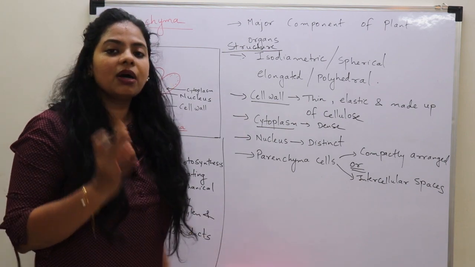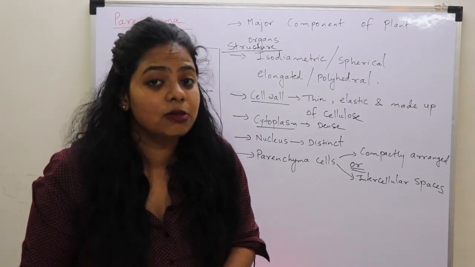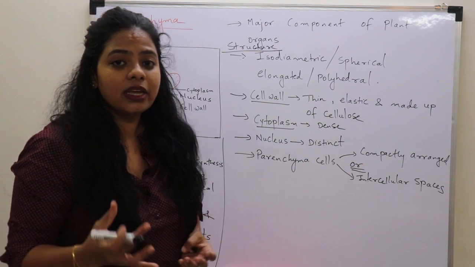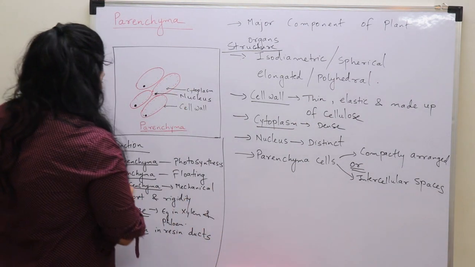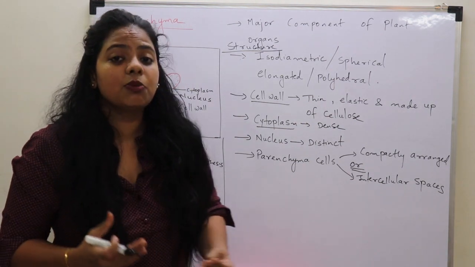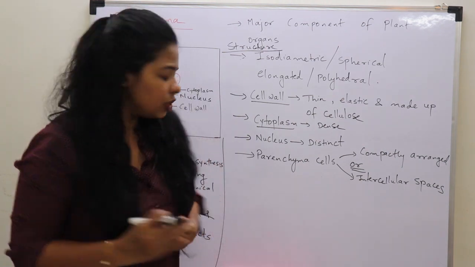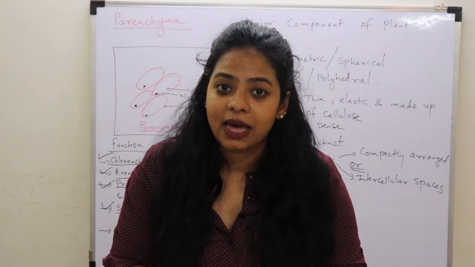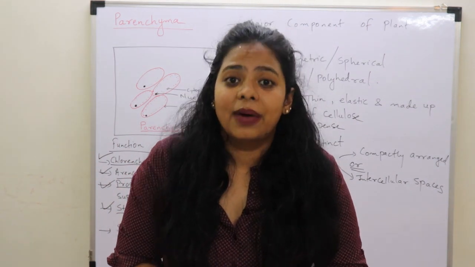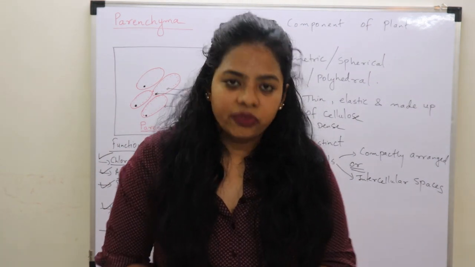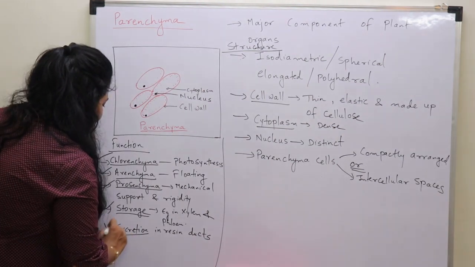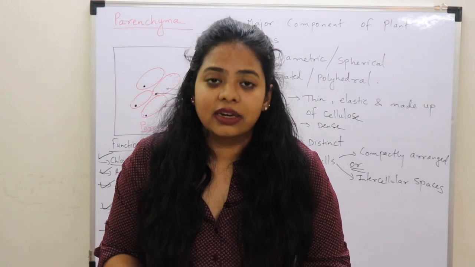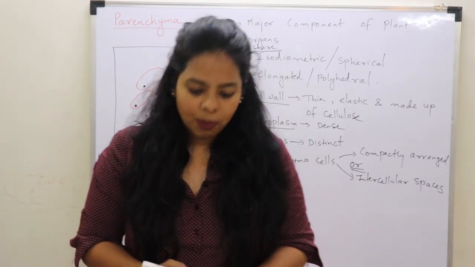Chlorenchyma is parenchyma consisting of chloroplasts, thus it helps in photosynthesis. Then you have aerenchyma, which helps in floating in case of aquatic plants. Then you have sclerenchyma, which helps in providing mechanical support and rigidity. Then you have the parenchyma which help in storage, for example, xylem parenchyma and phloem parenchyma. They store water and food. Then next is parenchyma present in resin duct. This helps in secretion of resin. That's it about parenchyma.